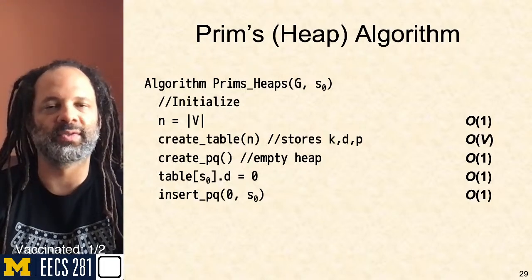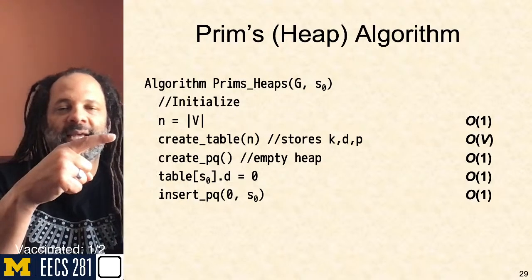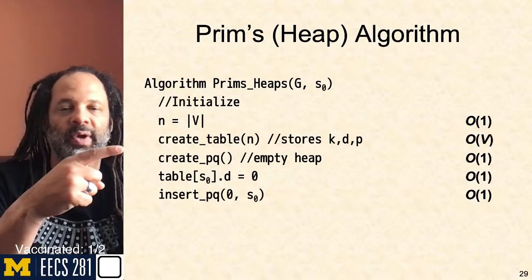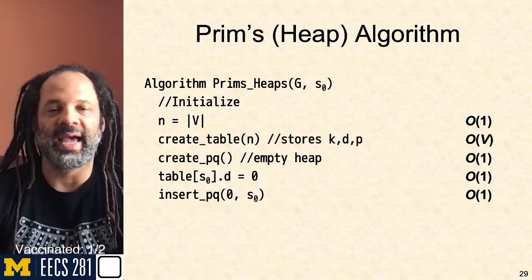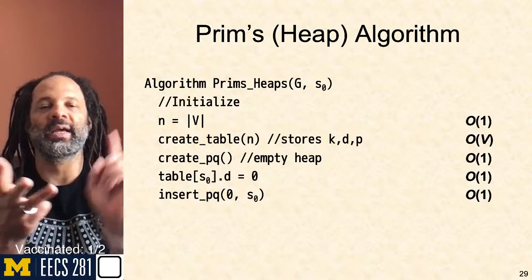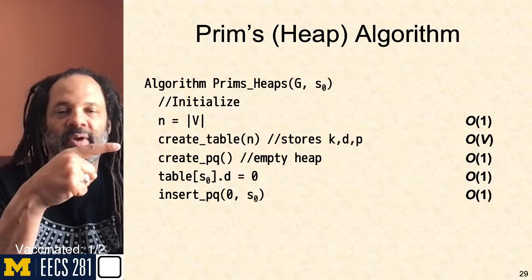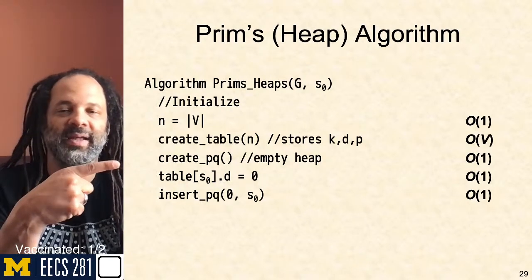This is just walking us through the Prim heaps version. See that we're initializing n to be the number of items in d, that's constant time. We're going to create a table of size n, so we're going to have to run through all of the things and set their k's to false, set their d's to infinity, and clear their parents out. So that's going to cost me V in the create table step. An empty heap, I can do that in constant time. It's just there, nothing in it.